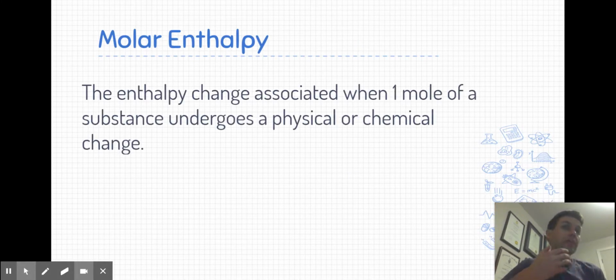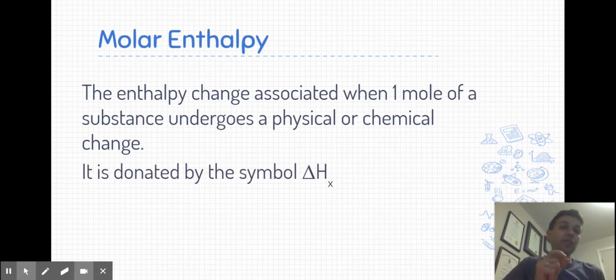Molar enthalpy is simply the enthalpy change associated when 1 mole of a certain substance undergoes a physical or chemical change. We've already talked and learned about what enthalpy is and how it relates to chemical reactions. Well, molar enthalpy is a subset of enthalpies where we're just standardizing it to the amount of energy when 1 mole of the substance undergoes the change.